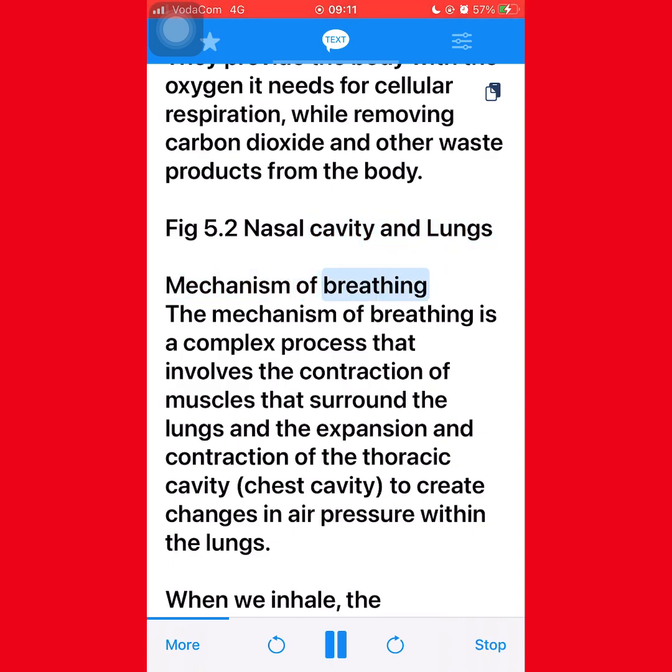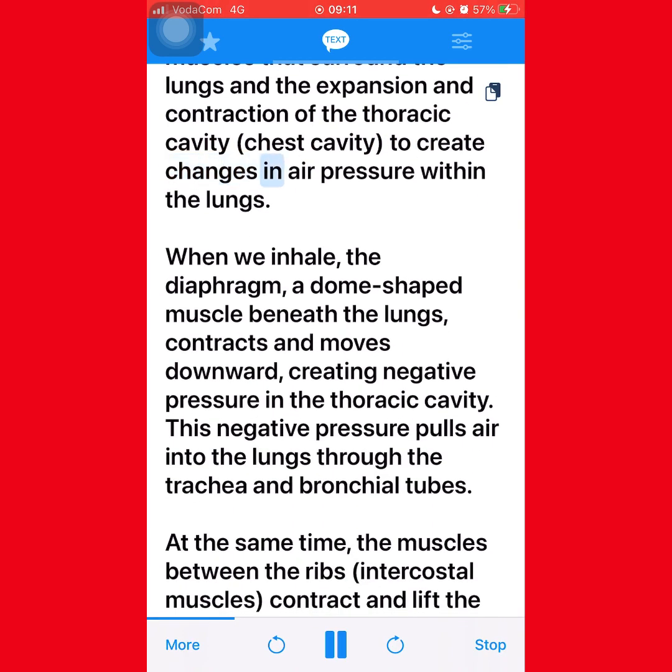Mechanism of breathing. The mechanism of breathing is a complex process that involves the contraction of muscles that surround the lungs and the expansion and contraction of the thoracic cavity, the chest cavity, to create changes in air pressure within the lungs. When we inhale, the diaphragm, a dome-shaped muscle beneath the lungs, contracts and moves downward, creating negative pressure in the thoracic cavity. This negative pressure pulls air into the lungs through the trachea and bronchial tubes.